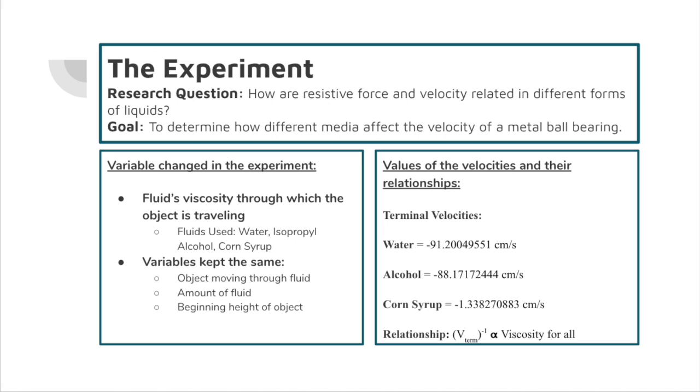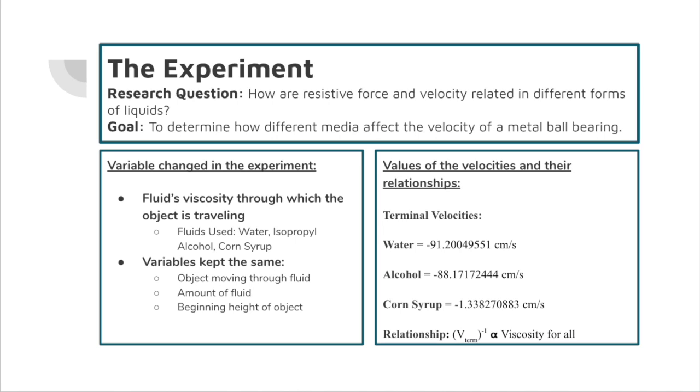The experiment. Our research question was, how are the resistive force and velocity related in different forms of liquids? The goal of the experiment was to determine how different media affect the velocity of a metal ball bearing. The variable changed in this experiment was the fluid's viscosity through which the object was traveling. The fluids we used were water, isopropyl alcohol, and corn syrup.